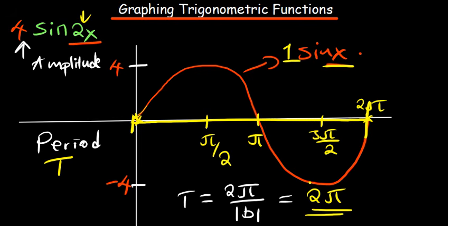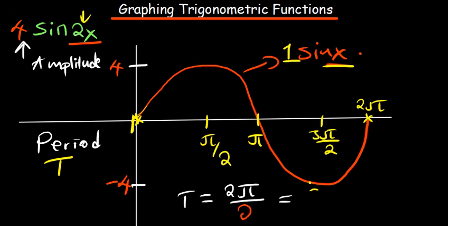Now what happens if we have a value of 2, like in this other case where we have 4 sine 2x? In our calculation we would need to divide by 2. If you divide by 2, what do you expect? You're going to have pi, which tells us that we need a complete revolution within pi. So if we sketch our graph on this same scale, what we need to expect is something that comes out like this.